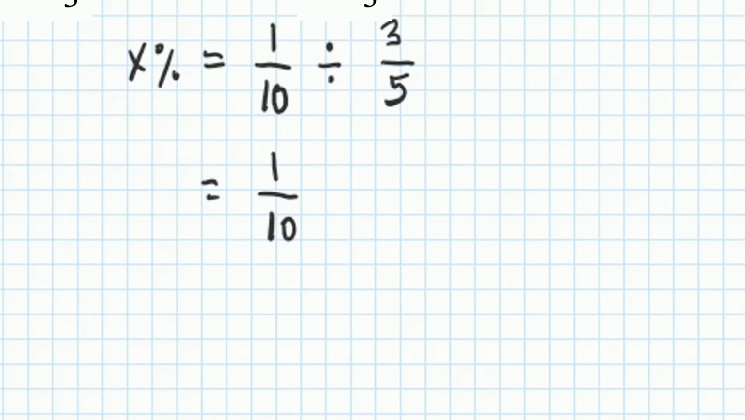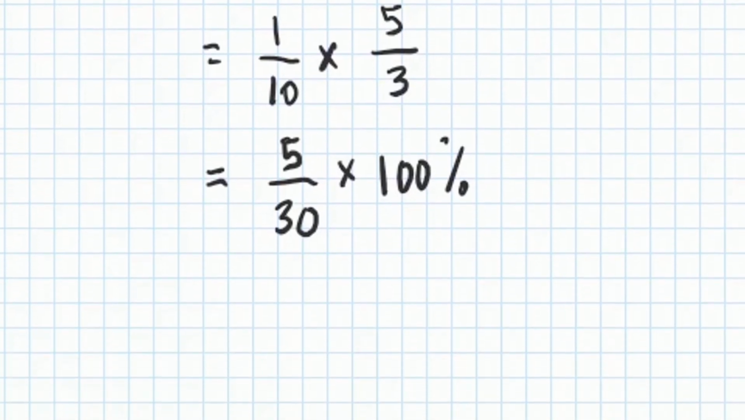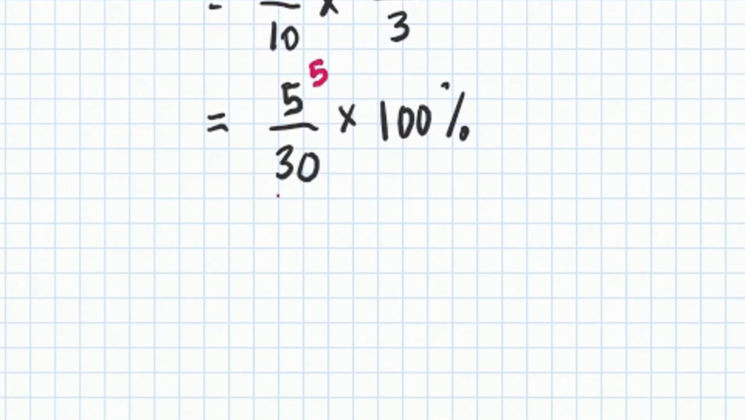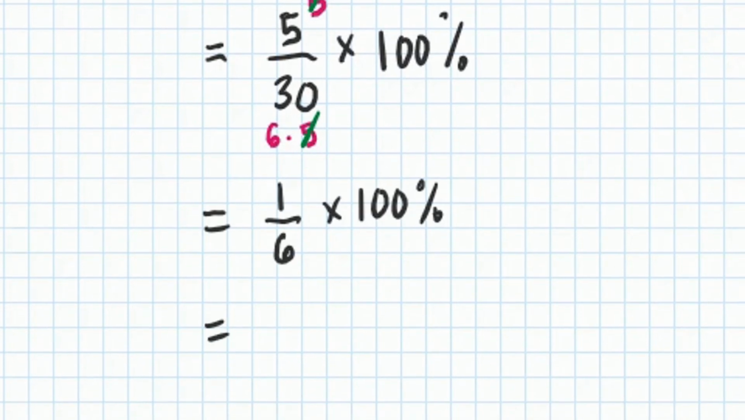So, the equation now becomes 1 over 10 times 5 over 3. The product will be equal to 5 over 30. Don't forget to multiply 100% to this because we are asked to find the percent value. 5 over 30 can still be simplified further into 1 over 6 times 100%. Then the fraction now becomes 100 over 6%.